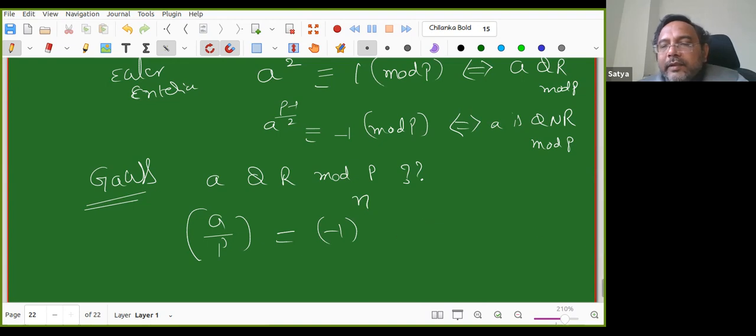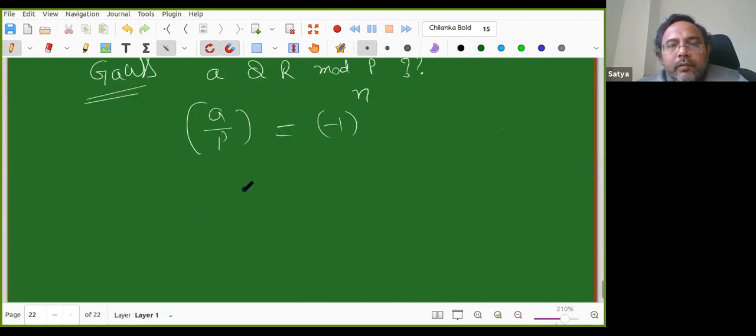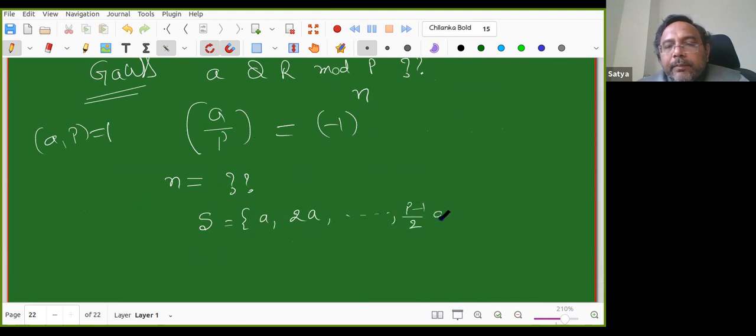Okay, so what is this n? This is the question, right? (a/p) you already know is +1 or -1 whenever gcd(a,p) is 1. But what is this n? He simply computed the set S: a, 2a, up to ((p-1)/2) times a.